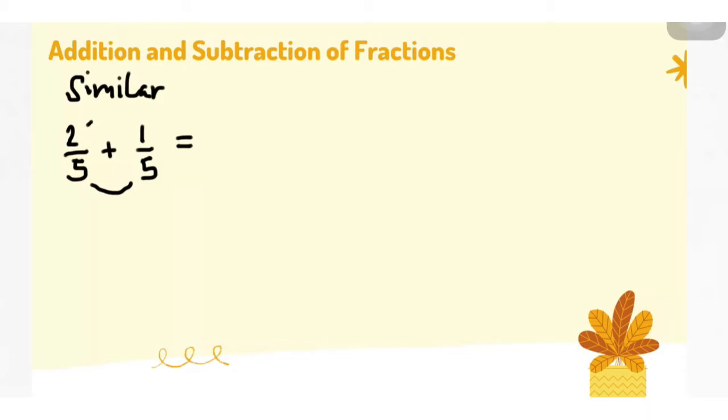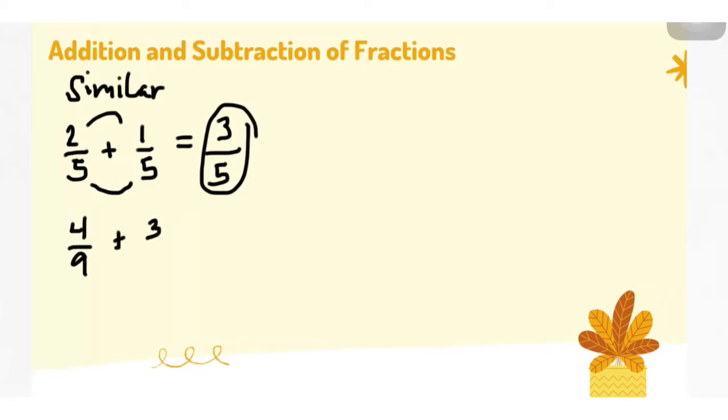So, 2 plus 1 will give you 3. Then, kokopyahin lang natin yung common denominator nila. Ang common denominator ay 5. Therefore, ito na yung final answer natin. Another example, 4/9 plus 3/9 will give you 4 plus 3 is 7. Then, kopyahin natin itong 9 na parehas na denominator. Okay, so ang final answer natin is 7/9.